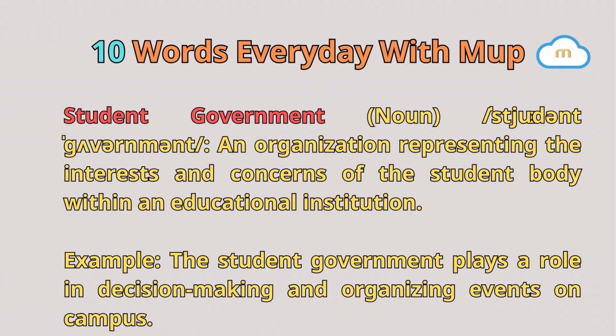Student government. Definition: an organization representing the interests and concerns of the student body within an educational institution. Example: the student government plays a role in decision-making and organizing events on campus.